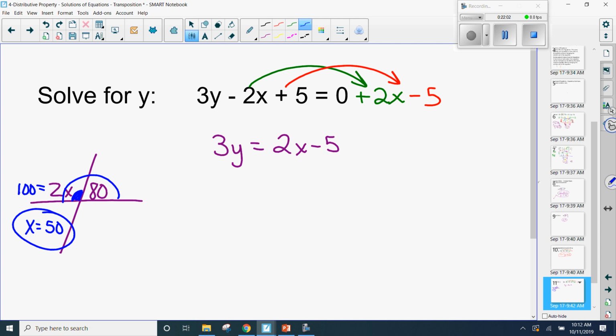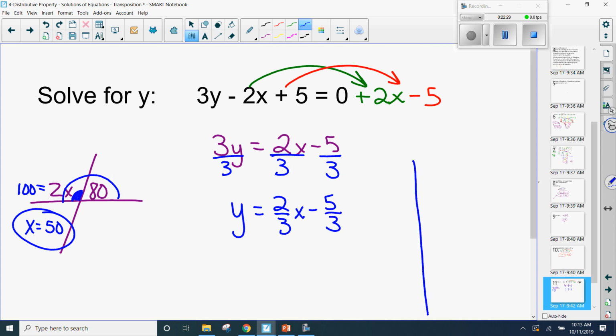This is not solving for y. What do you have to do to solve for y? Divide by 3. We're going to divide each term. If I divide this side by 3, it's the same thing as splitting them into separate fractions. So what is y equal to? 2/3 x minus 5/3.